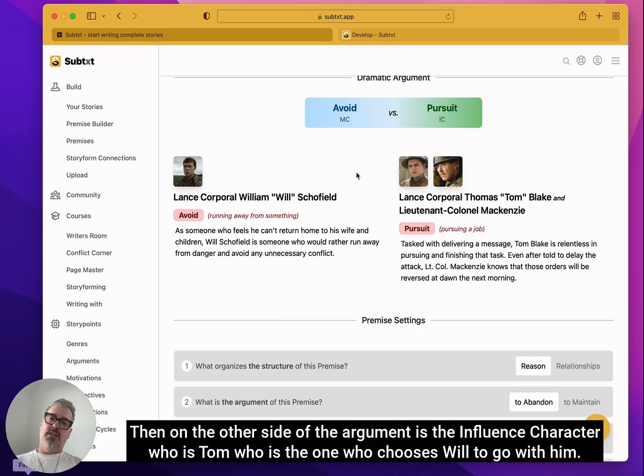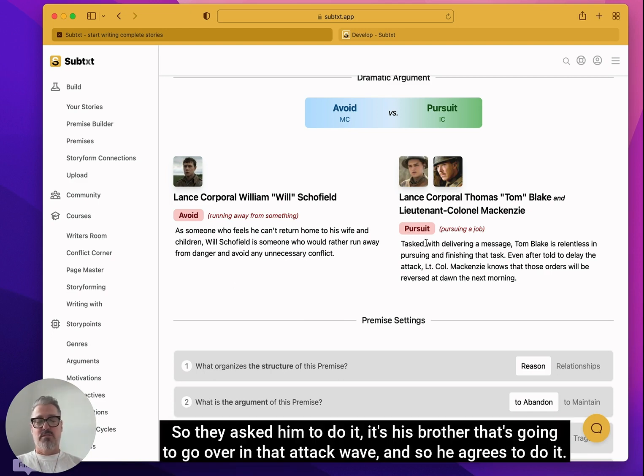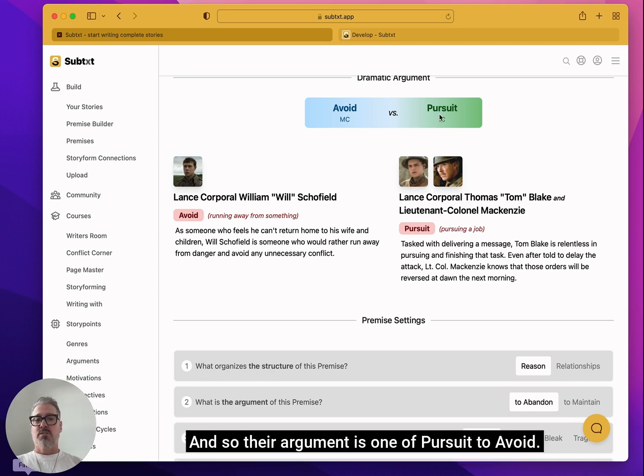Then on the other side of the argument is the influence character, Tom, who is the one who chooses Will to go with him. And his point of view or his motivation is pursuit. They ask him to do it. It's his brother that's going to go over in that attack wave. And so he agrees to do it. And so their argument is one of pursuit to avoid.